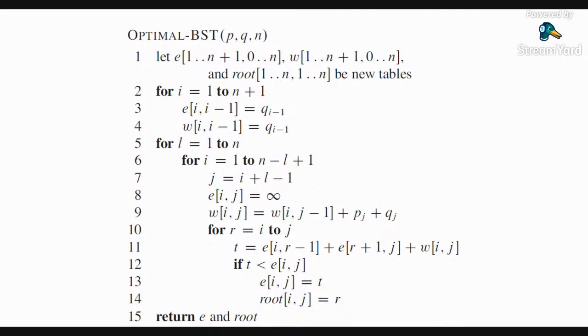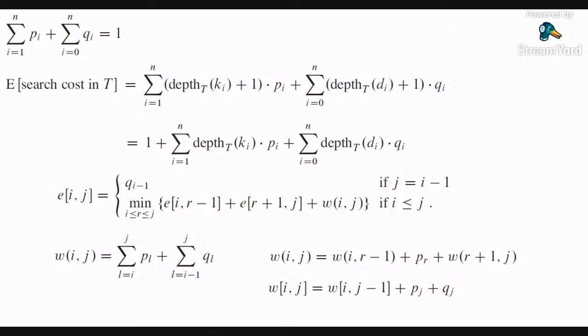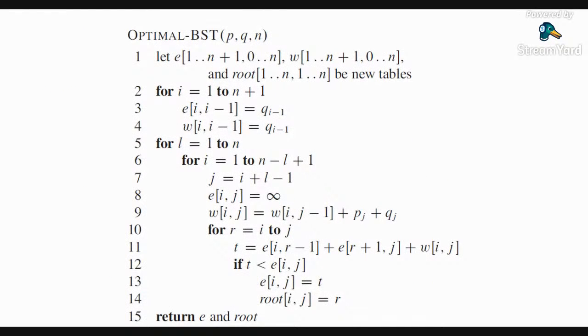Second matrix w. What is w? W is nothing but the summation of probabilities, successful plus unsuccessful. What is e? E is nothing but the optimal cost of the tree. And what is root? Root indicates the value of r for which this eij is minimized, which we will be storing in root. So the dimension of e will be n plus 1 cross n, the dimension of w will be n cross n, and the dimension of root will be n cross n.